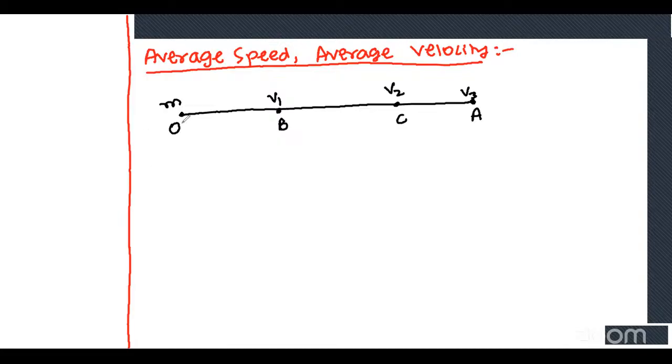Now I want to find what is the average velocity from the initial point to the final point. We need to find the average speed. Since it is moving in a straight line, I can say that distance equal to displacement. So speed equal to velocity.